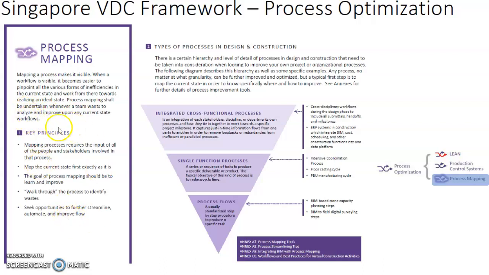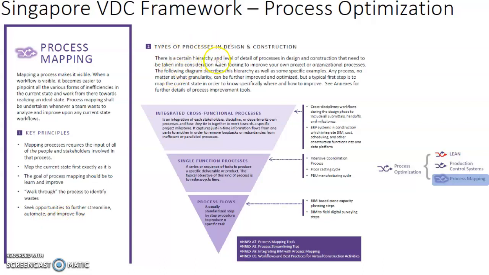Process mapping shall be undertaken whenever a team wants to analyze and improve upon any current state workflow. And these are some of the key principles behind process mapping. Mapping processes requires the input of all the stakeholders involved in that process, and we map the current state first exactly as it is. The goal of process mapping should be to learn and to improve. So walk through the process to identify ways and seek opportunities to further streamline, automate, and improve the flow.